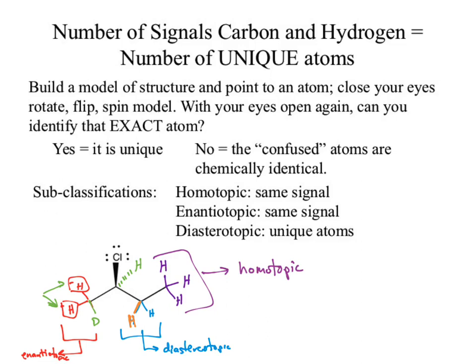Yes. No, they end up being enantiotopic. Or actually, no, they'd be enantiotopic. You wouldn't be able to distinguish them. And so that's where that kind of definition system comes in.